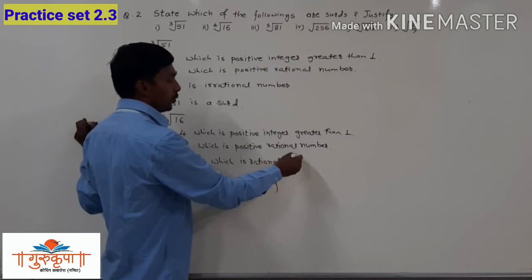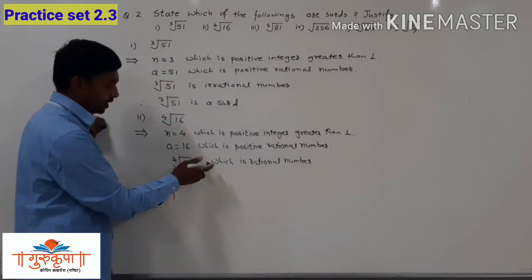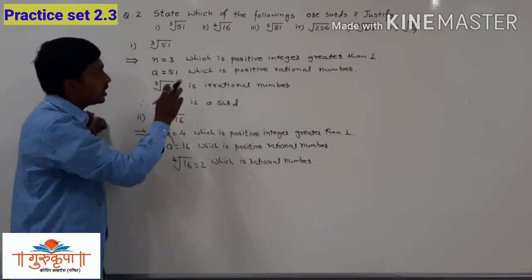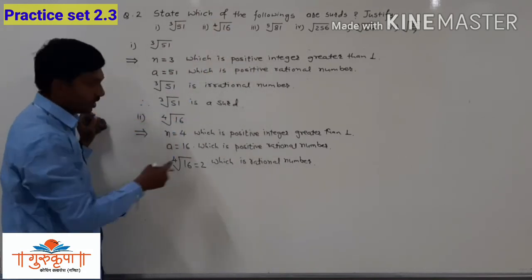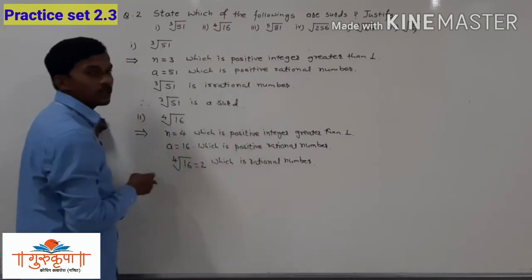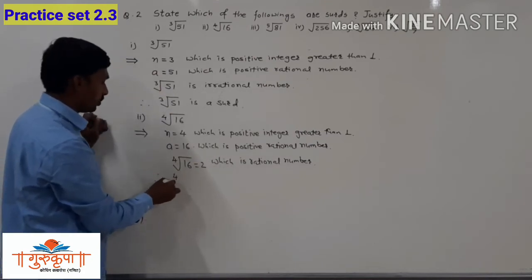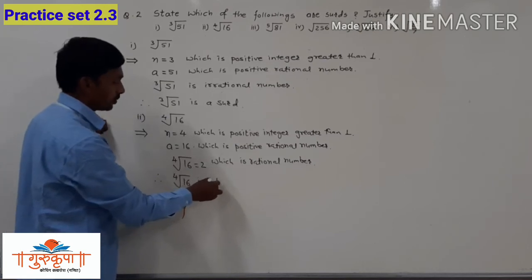The value of fourth root of 16 is 2, and that is a rational number. And if it is rational, then it is not a surd. It is very important that the given number altogether should be irrational, and we get that it is a rational number. Therefore it is not a surd. So we can write the answer here: fourth root of 16 is not a surd.